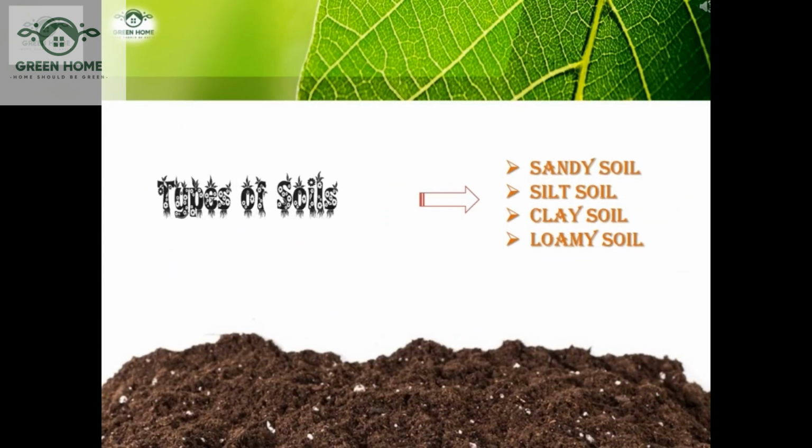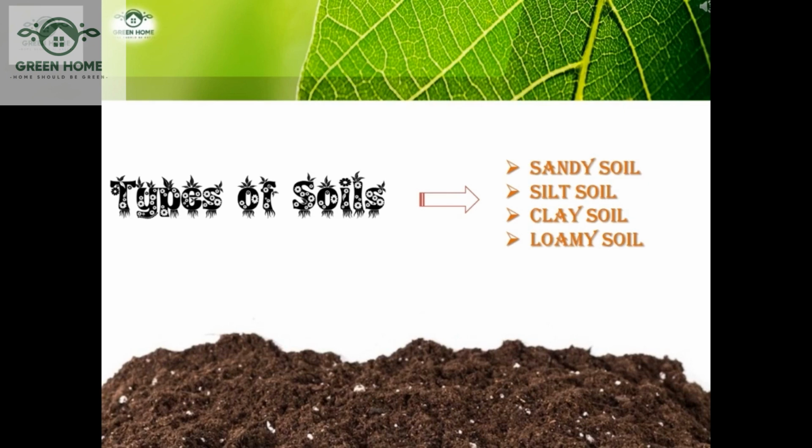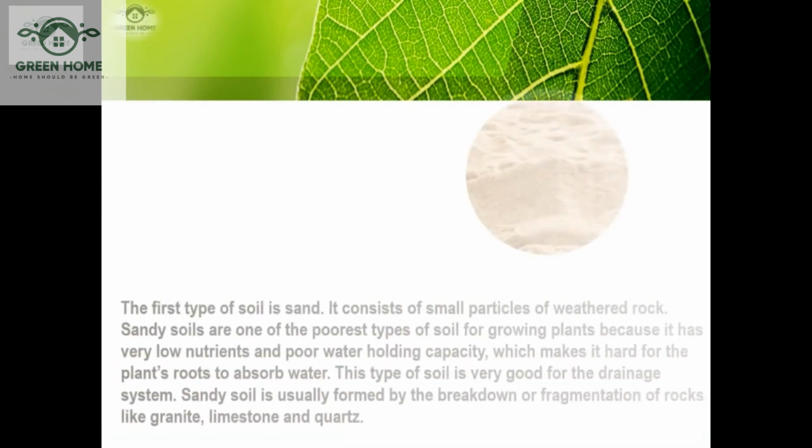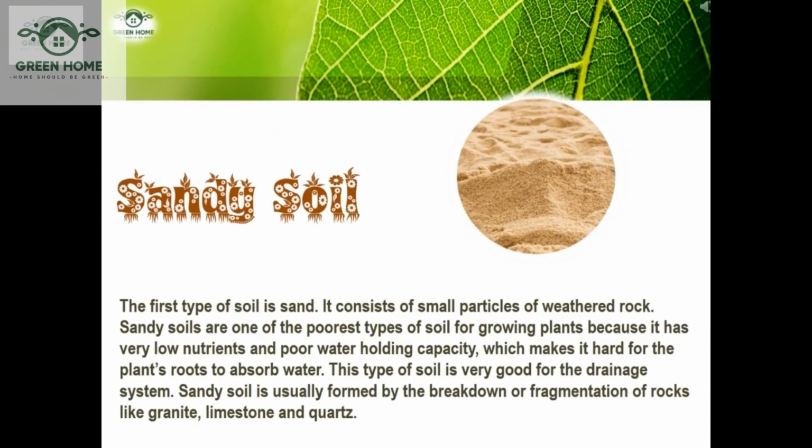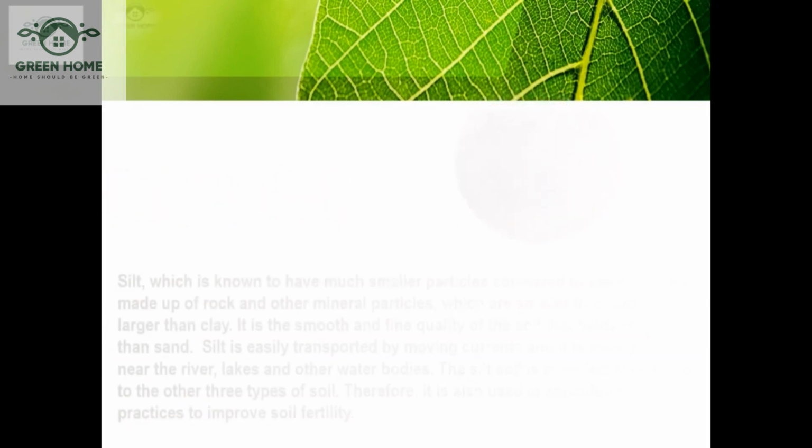Types of soils: sandy soil, silt soil, clay soil, loamy soil. Sandy soil. The first type of soil is sand. It consists of small particles of weathered rock. Sandy soils are one of the poorest types of soil for growing plants because it has very low nutrients and poor water holding capacity, which makes it hard for the plant's roots to absorb water. This type of soil is very good for the drainage system. Sandy soil is usually formed by the breakdown or fragmentation of rocks like granite, limestone and quartz.